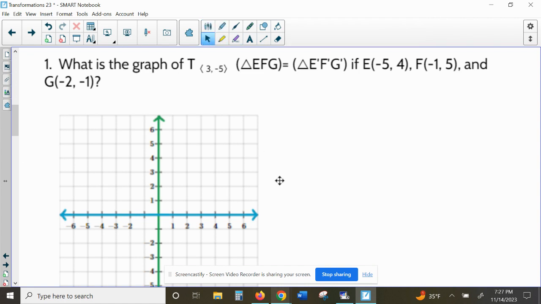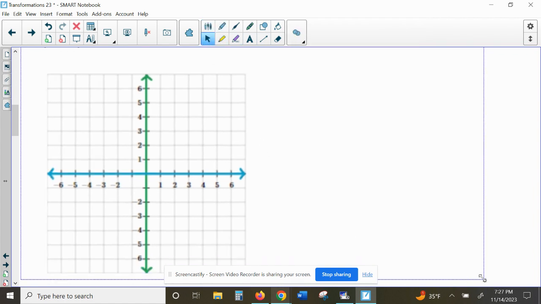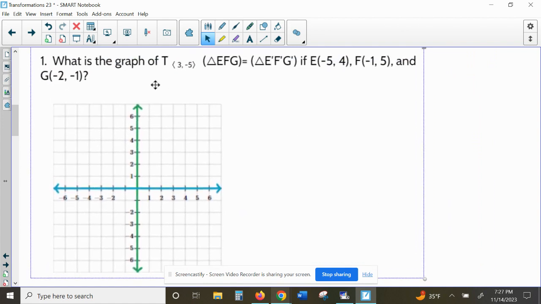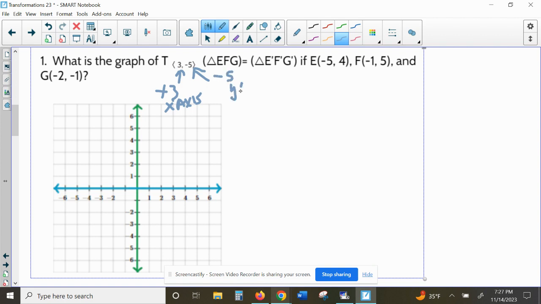Okay, so let's check this out. I'm going to make this a little bit smaller so it fits on the screen for you. Okay, so it says, what is the graph of the translation (3, -5)? So what does (3, -5) tell us to do? 3 means positive 3 on the x-axis, right? And the 5 is -5 on the y-axis. Okay, so what's positive on the x-axis? Positive on the x-axis is going this way, right? So it's going to be to the right.